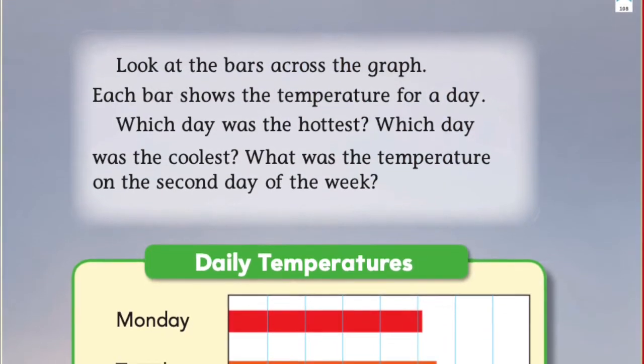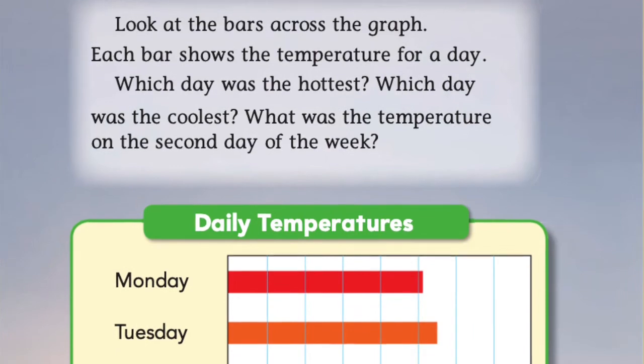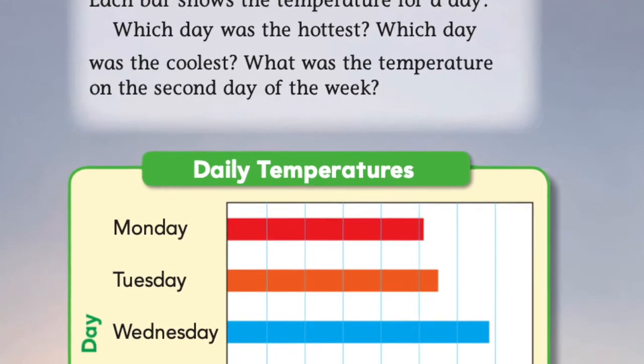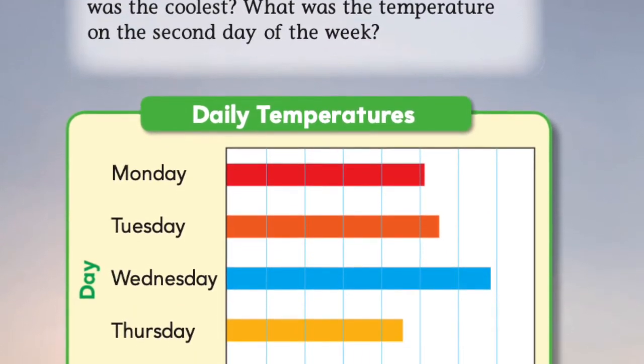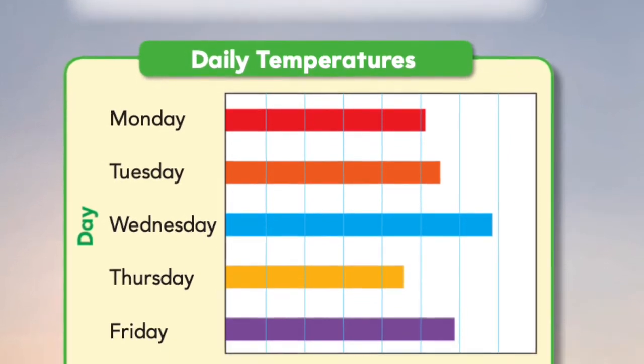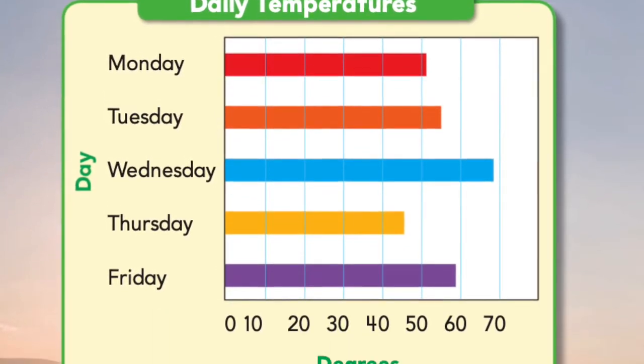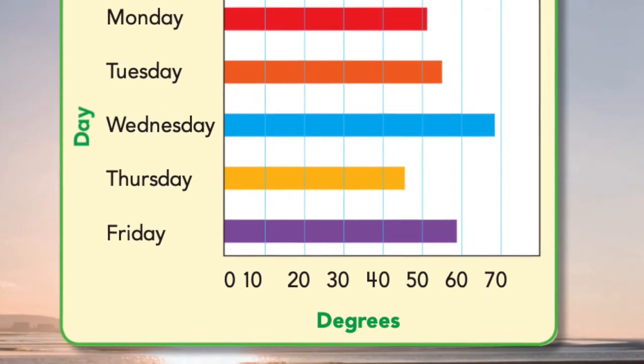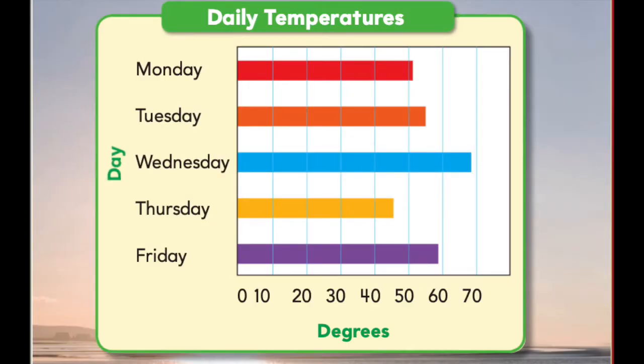Look at the bars across the graph. Each bar shows the temperature for a day. Which day was the hottest? Which day was the coolest? What was the temperature on the second day of the week? Let's answer those questions together.